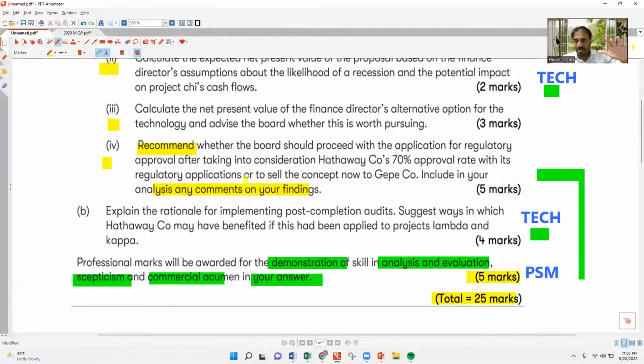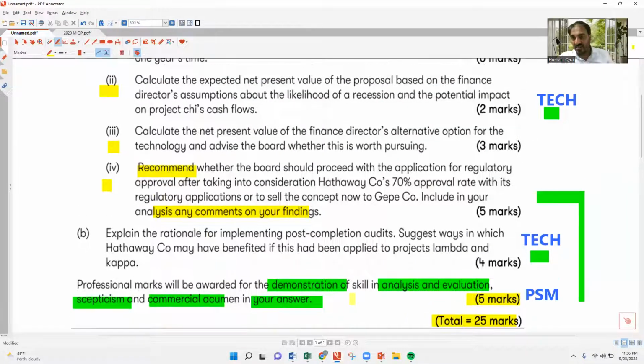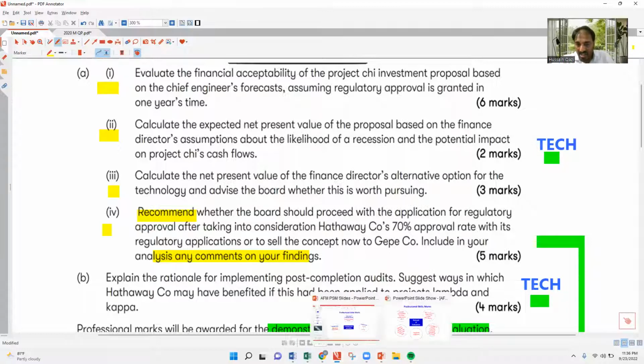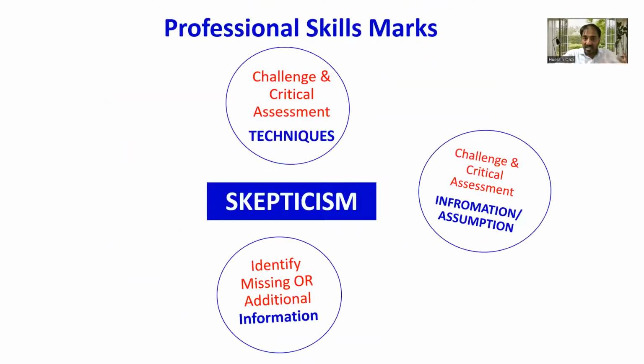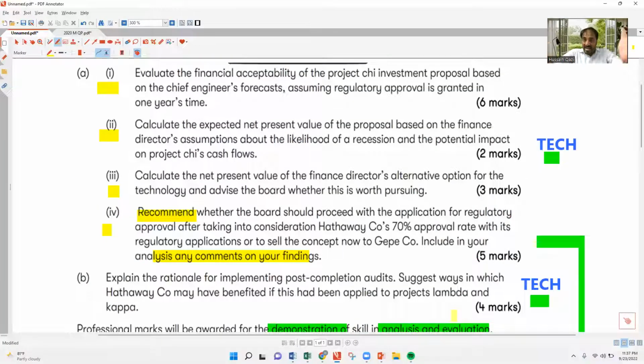For section B type questions, the examiner will ask you the question with 20 marks technical and 5 marks professional skill marks. Professional skill marks is actually blended with the technical marks. Initially, I discussed with you what the professional skill marks mean, which I've already covered in the previous videos, that you can refer to on YouTube. Analysis evaluation means what? Skepticism means what? Commercial acumen means what?